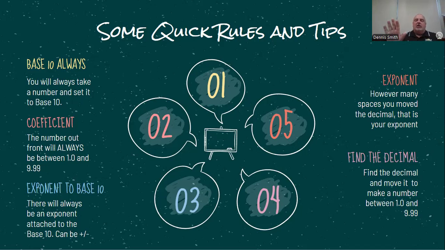All right. So those are the quick rules of scientific notation. The coefficient must be between 1.0 and 9.9. Everything's set to base 10. And then your exponent is however many spots you've moved the decimal to make the coefficient between 1 and 9.99.